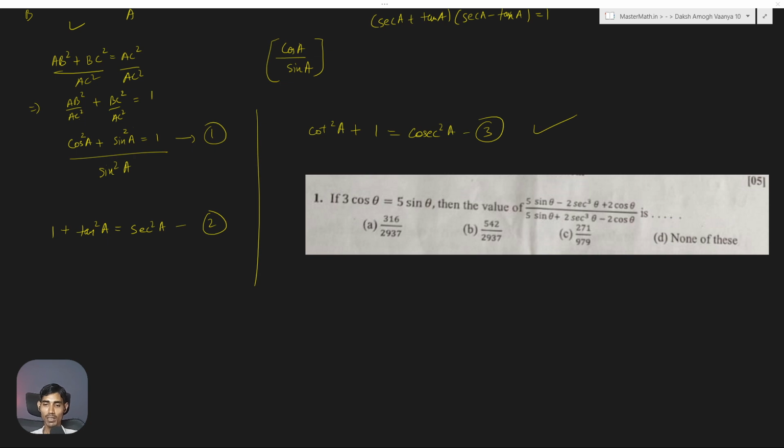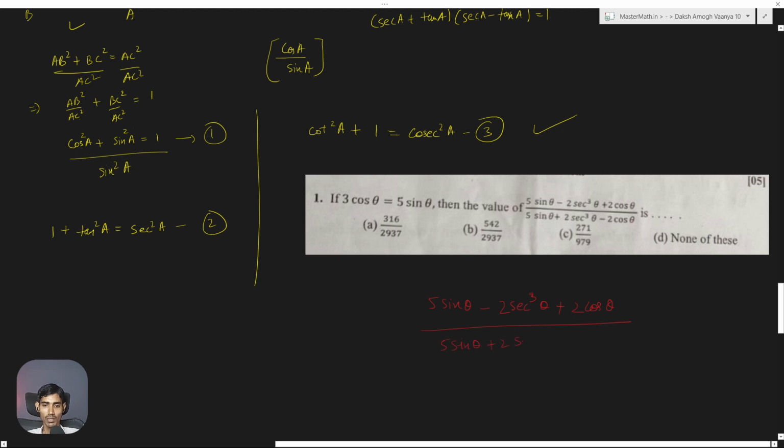Anyone? What's going to be the first step? Anyone? First step. Yes, Daksh. Yes, so in the question we have two sec square theta, which is cube. That is cube. So let me write it again. 5 sine theta minus 2 secant cube theta plus 2 cos theta, divided by 5 sine theta plus 2 secant cube theta minus 2 cos theta.